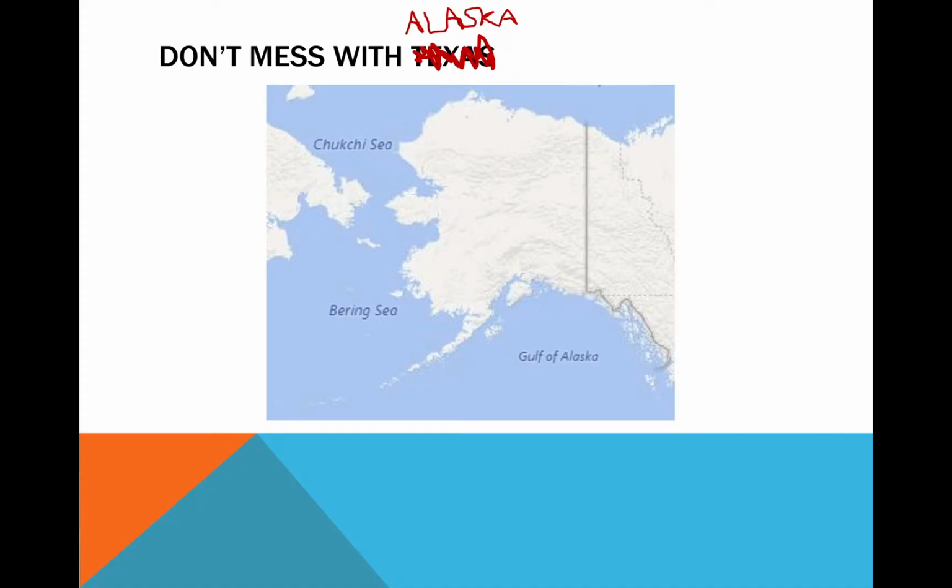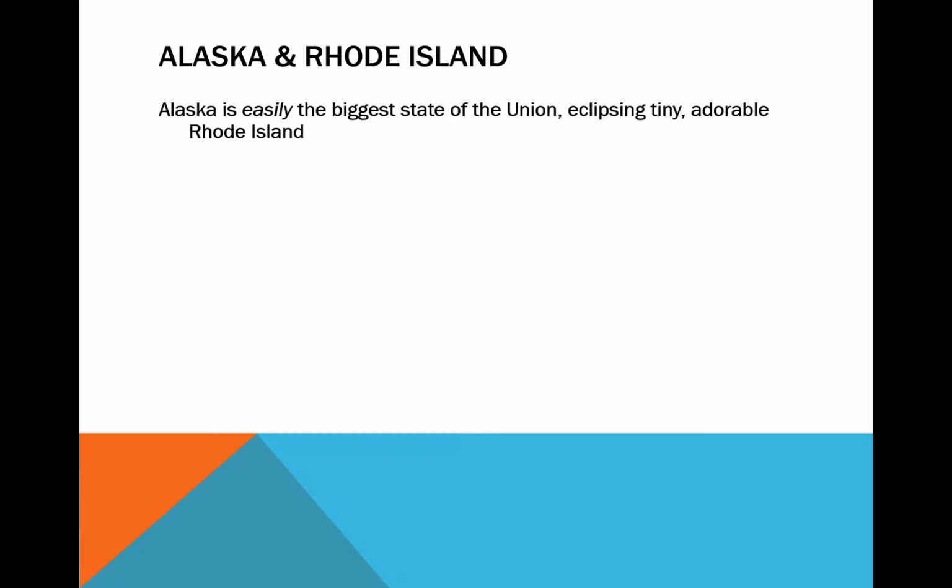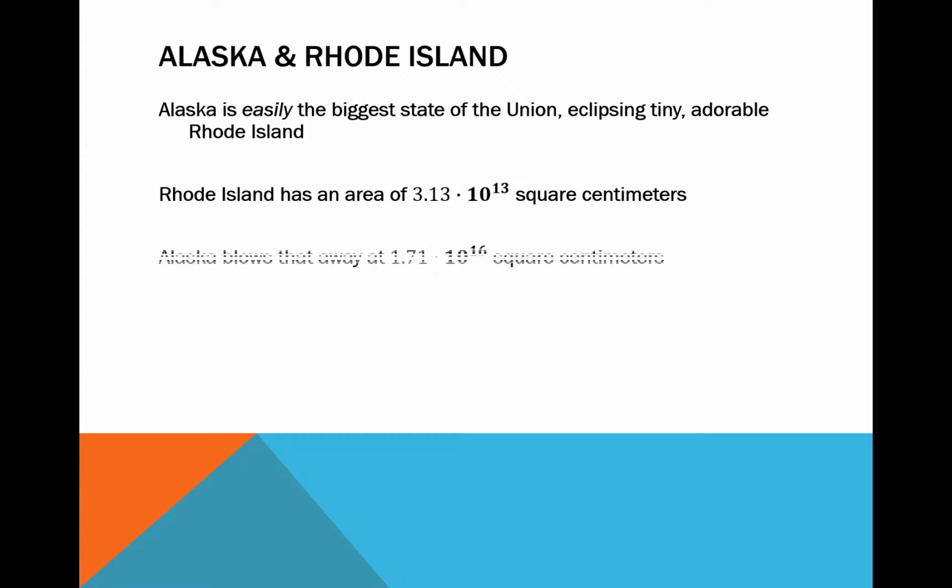Okay, come on up in 5, 4, 3, 2, 1. Let's talk about Alaska and Rhode Island. Alaska is easily the biggest state in the Union, eclipsing tiny, adorable Rhode Island. Rhode Island has an area of 3.13 times 10 to the 13th square centimeters. I had to use centimeters because when I used any other unit, it was very unimpressive when you looked at the area of Rhode Island because it's so tiny. I even tried inches and I was like, that's not that cool. Alaska blows that away with 1.71 times 10 to the 16th square centimeters.